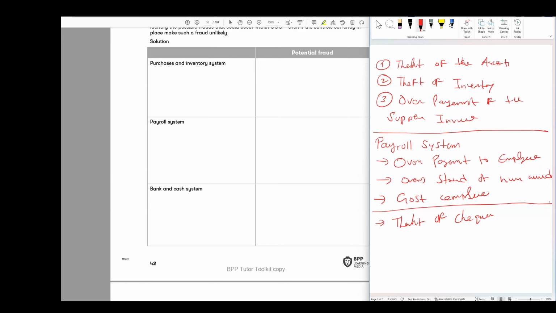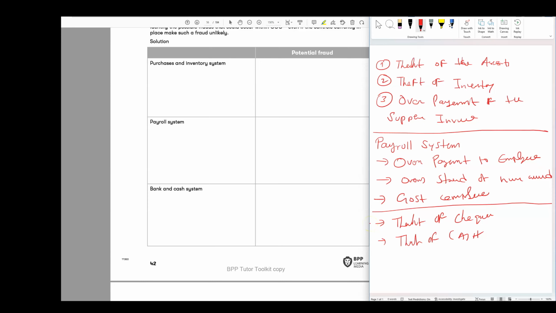Then theft of cash from the office. So if we don't keep the cash properly, because the petty cash tin is always accessible to all the staff, anyone can come and just take it. So obviously there is a possibility of theft of cash from the office. So theft of cash.